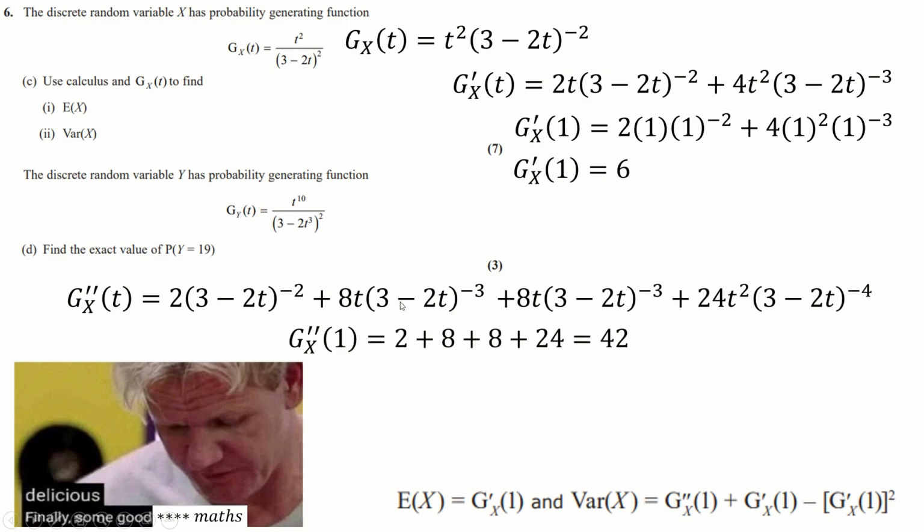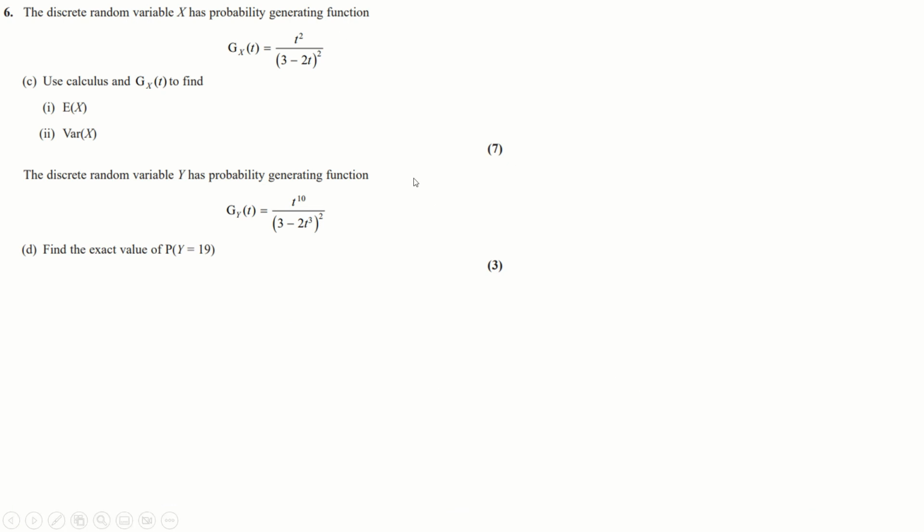Again, like I said, all the brackets just go away. So it's just the coefficients added together, 2 plus 8 plus 8 plus 24, which is 42, and then the variance is 42 plus that 6 minus that 6 squared, which will give us an answer of 12. 7 marks for that, nice and easy.